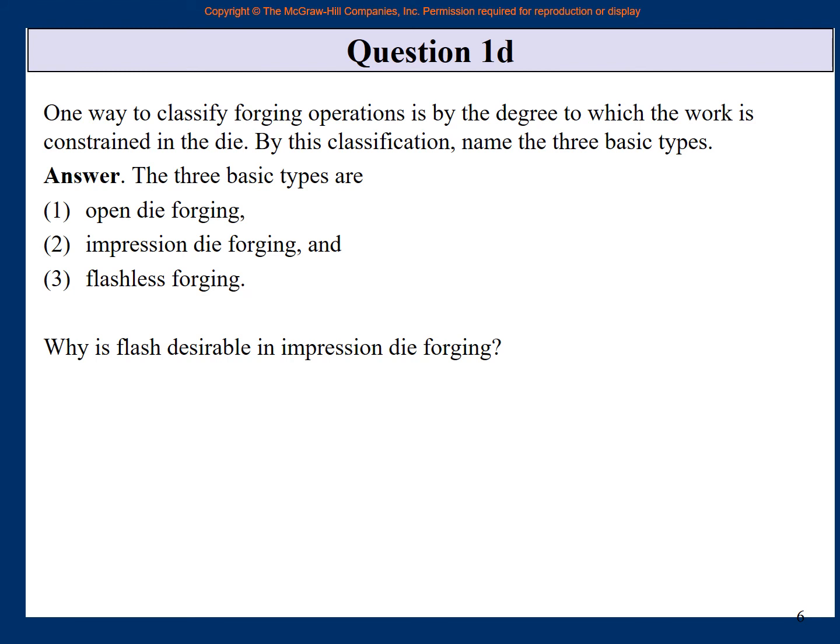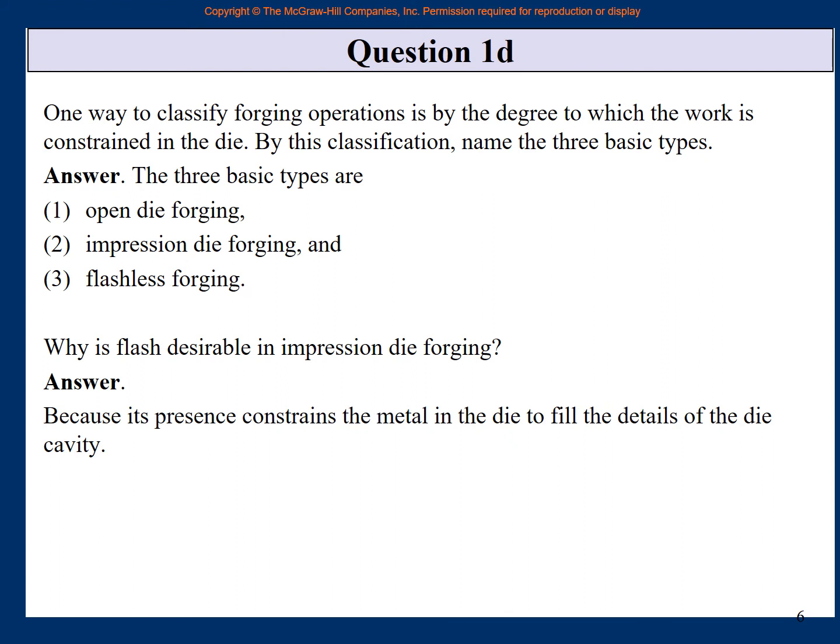outside. So what is the advantage of this? Because its presence constrains or forces the metal in the die to fill the details of the die cavity. Right? We are trying to fill it. Now some material is trying to flow out, but this extra material outside is not allowing the rest of the material which is going inside the die to, right?